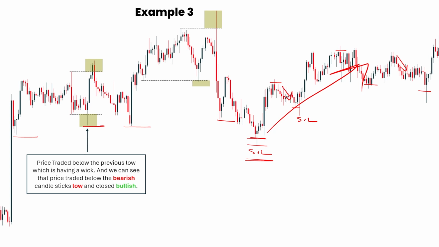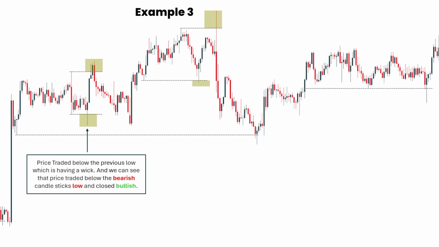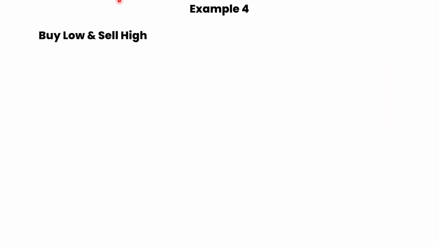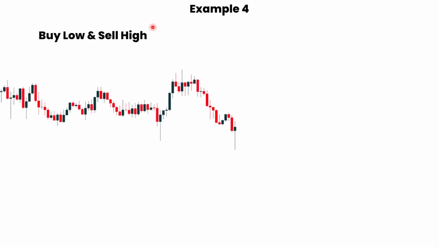But you have to understand which low did price break. As you can see, we have those lows marked up. And we can also see that price shot to the upside after trading below these major lows here. So let's move on to another example. We have a buy low and sell high probability. So let's see what the market provided us with. We have this high, we have this high, have this low, have this low, have this high.